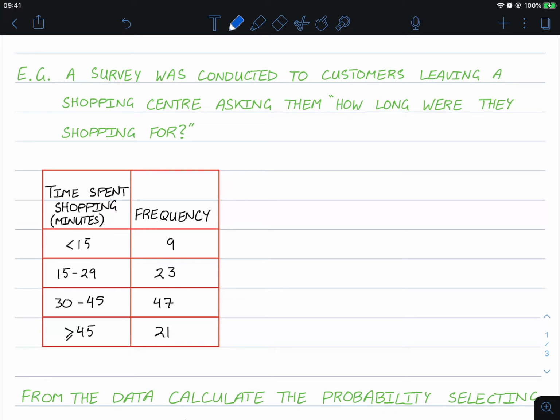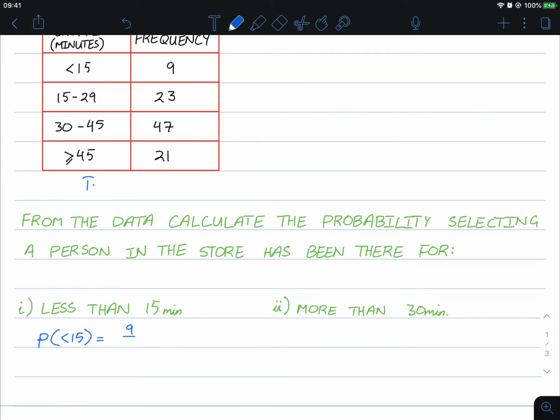So let's say from the data we want to calculate the probability of selecting a person in the store who has been there for less than 15 minutes. Well, in this case, we can calculate this. The probability of less than 15, well, there's only 9 people according to this survey, over the total outcomes, which will be the sum of all these numbers here. So we need the total for this.